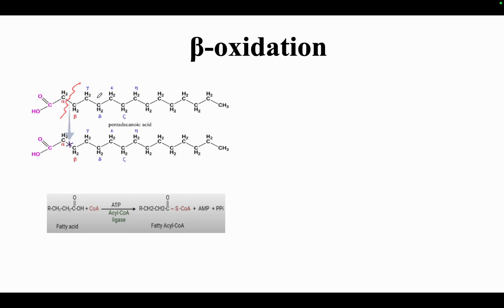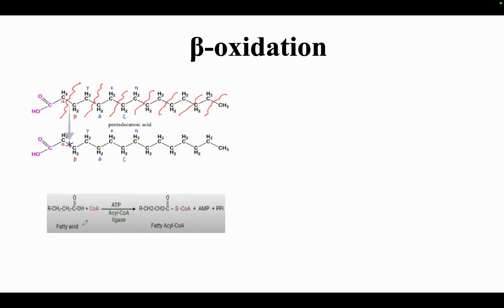Similarly, the breakdown will occur after every 2 carbons. This is how the breakdown will occur, and finally we'll have a 1 carbon acyl carbon which is remaining with us. So this is how the reaction actually takes place.